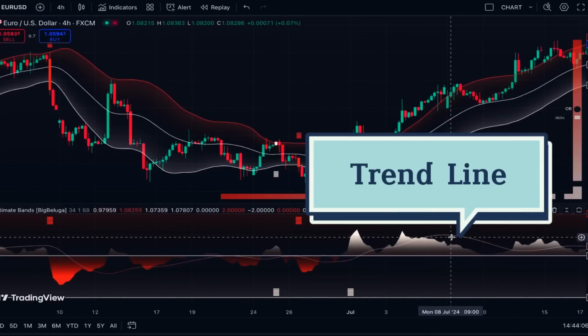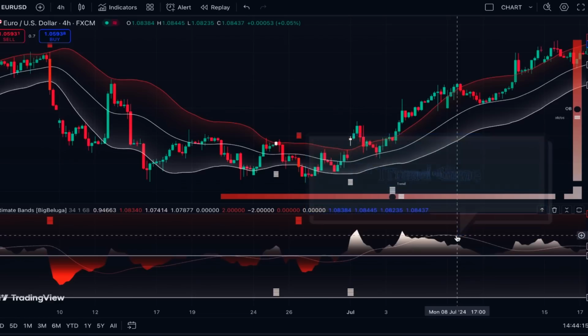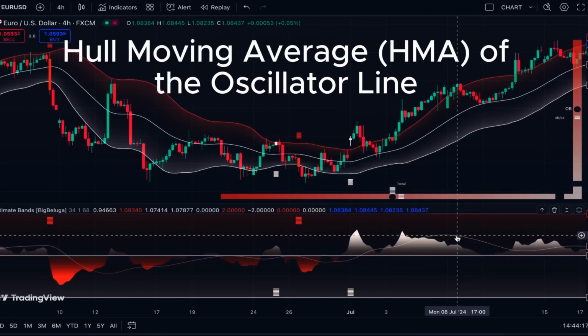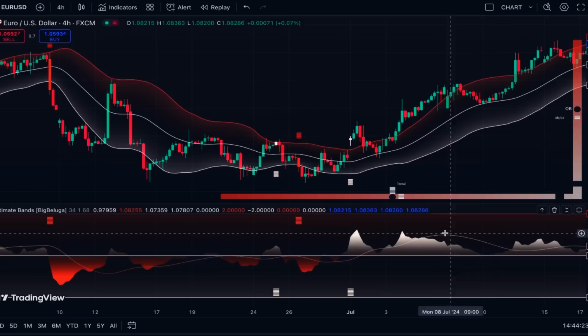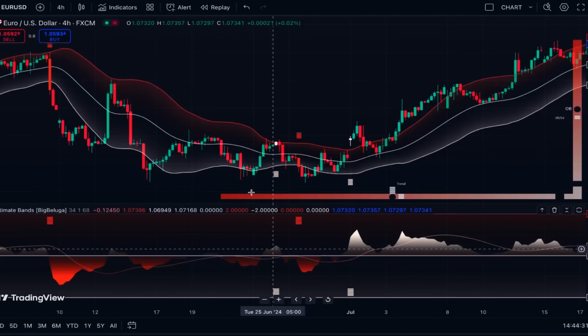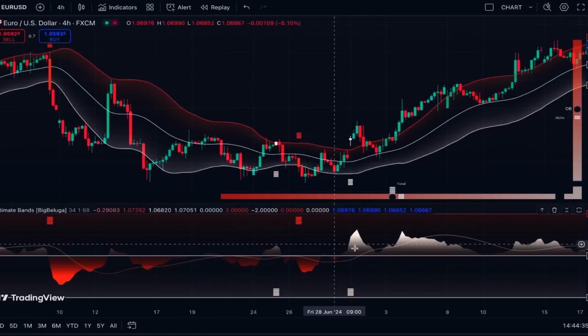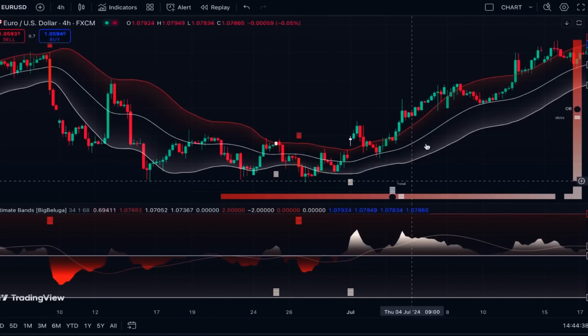And here we have this line, which is based on a Hull moving average of the oscillator line. This line will help us to identify the overall trend of the market. When this line is below the center line, the market is trending down, and when the line is above the center line, the market is trending up.